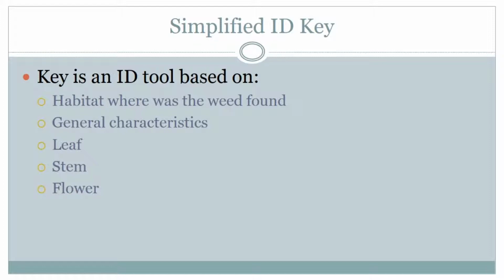The online weed key will ask a series of questions about the habitat where this weed was found. The choices will include agriculture, natural area, and urban. It is sometimes a good idea to leave this section blank, because if you find a weed growing where it's not normally found, you may eliminate the correct species. The key will also ask questions about general plant characteristics such as leaves, stems, and flowers.